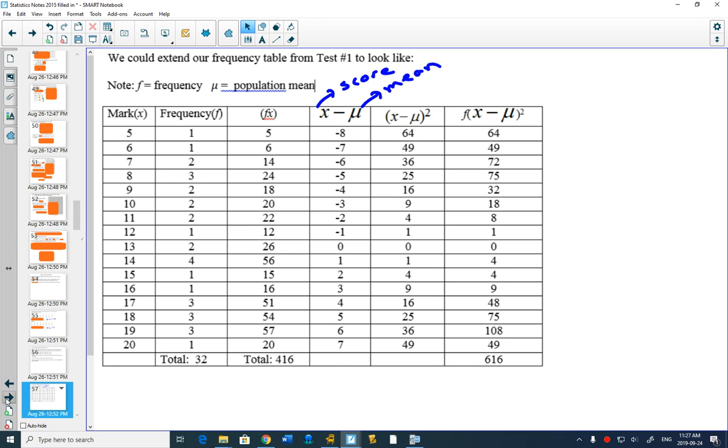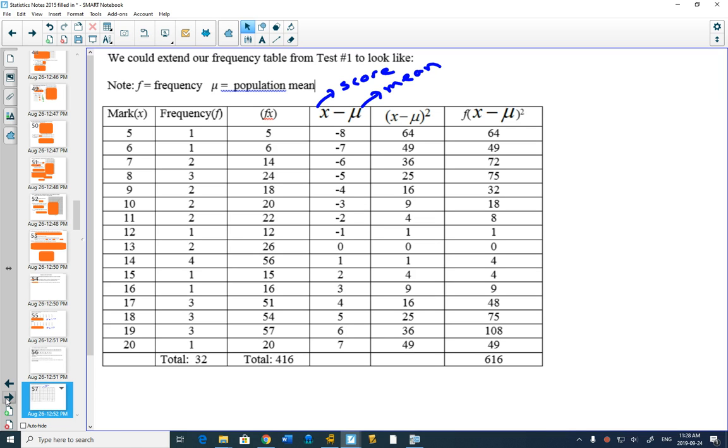The reason they get squared is because something that is 8 above the mean is the same distance away from the mean as something 8 below the mean. But if we considered one being plus 8 and the other one being minus 8 and added them together, they cancel each other out. So squaring them makes them all positive numbers and gives us a total of 616.